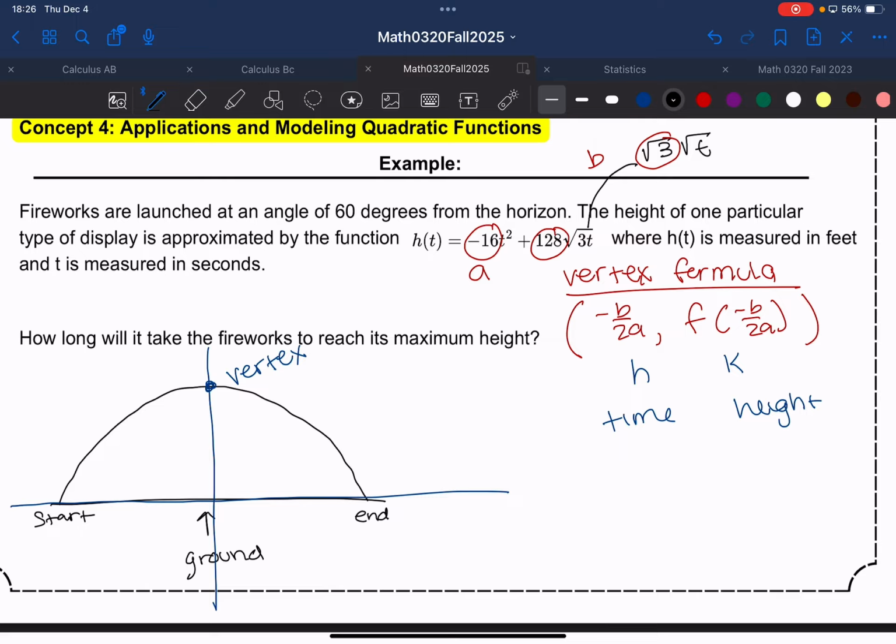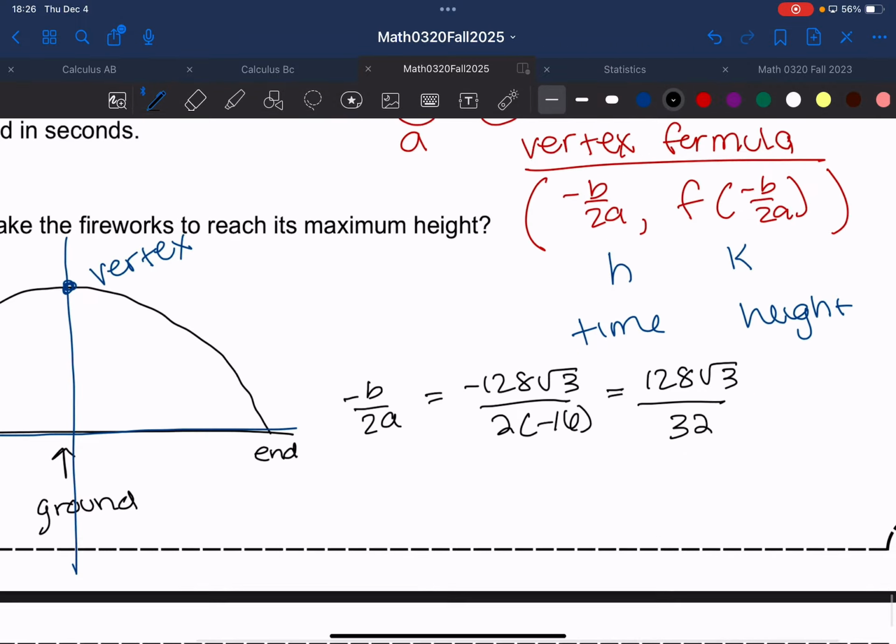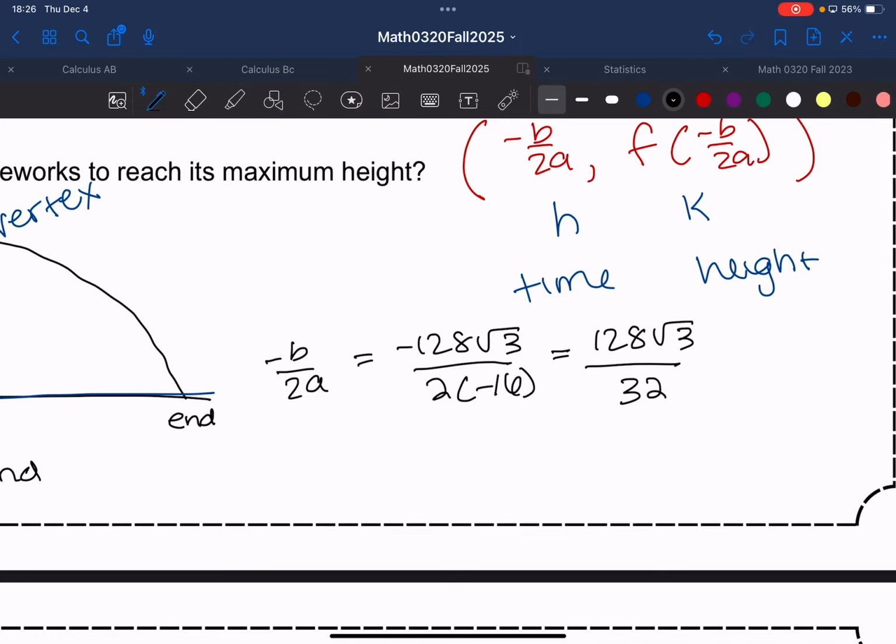So we have negative b over 2a is equal to negative 128 square roots of 3 over 2 times negative 16. This is equal to 128 square roots of 3 over 32 because the negatives canceled. There's no way to simplify this besides your calculator. So this is where you'll go to your calculator, do 128 times the square root of 3, and then divide whatever you get by 32. 6.93. It's 128 times the square root of 3, all divided by 32.